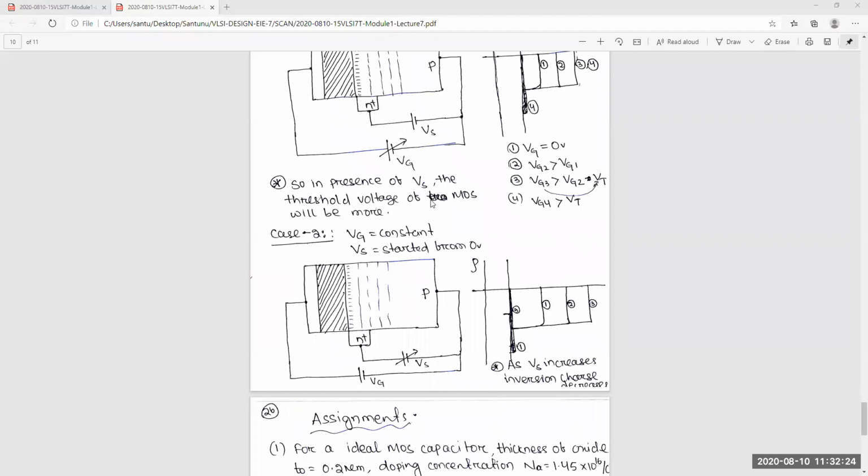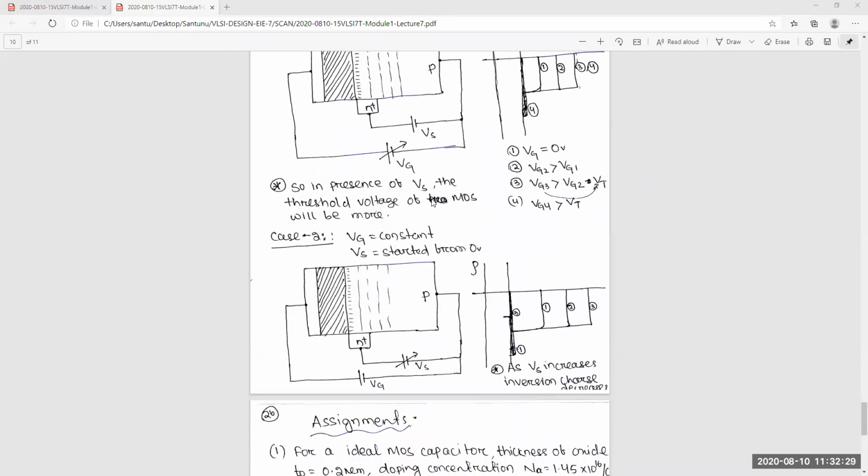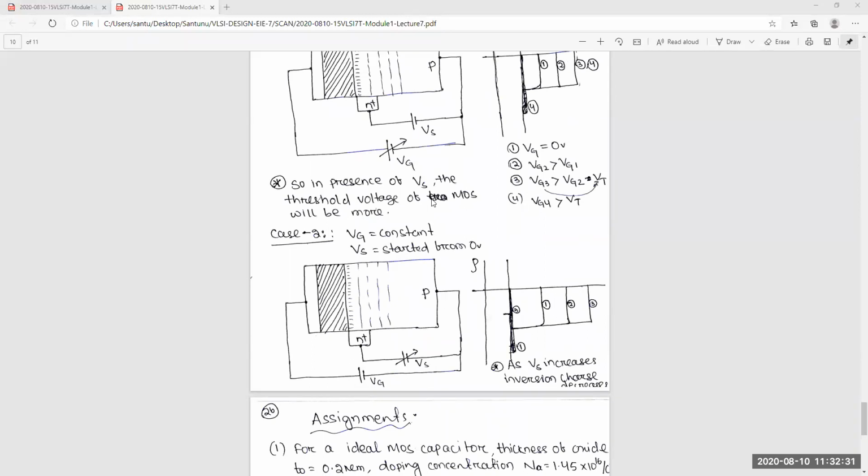So the next explanation is Vg is constant, Vs increases. This Vg is nothing but at the threshold voltage. It is constant, means we have already attained the threshold voltage. At Vt, some inversion charges are there and some depletion charges are there. Now we are increasing Vs.